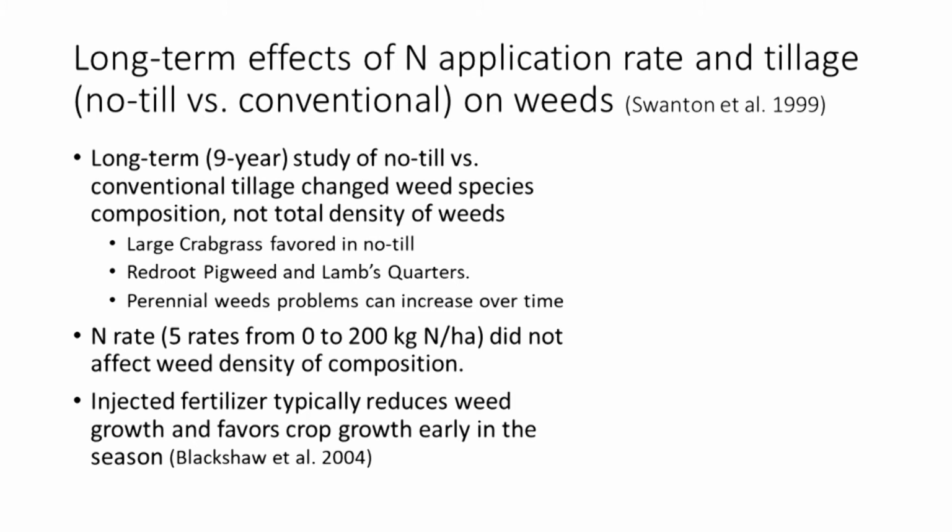More generally, no-till can increase perennial weeds over time compared to conventional tillage. And the idea there is that with conventional tillage, you're disrupting those root systems, those rhizomes that perennial weeds tend to have, and therefore you're doing a bit better job controlling those perennial weeds.